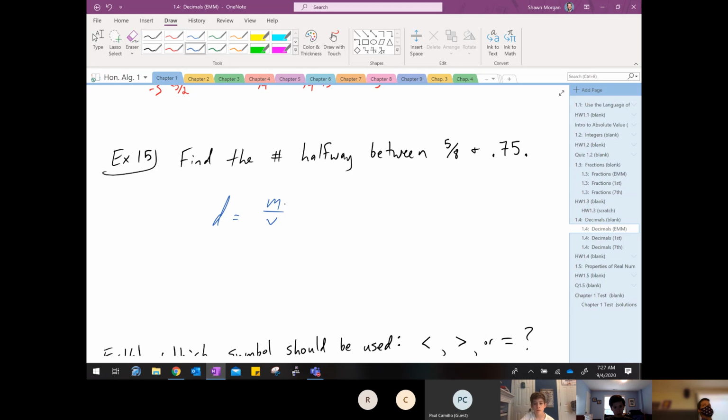Okay, so if something's really massive and it has a really small volume, then it would be very dense, wouldn't it? If something is not very massive, something doesn't have a large amount of mass, and yet it does have a large amount of volume, something would be not very dense.